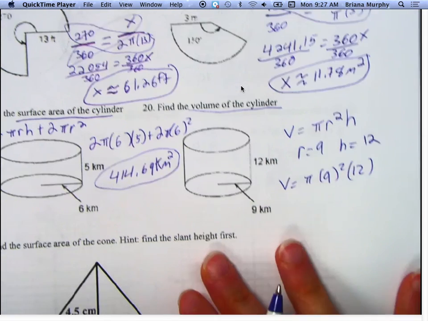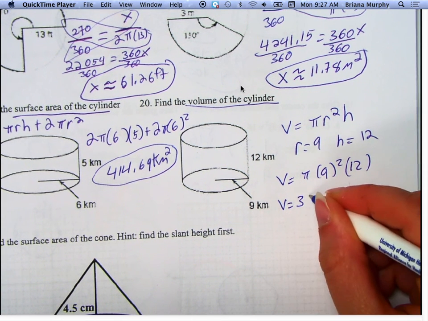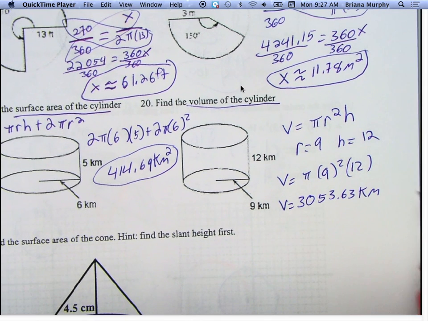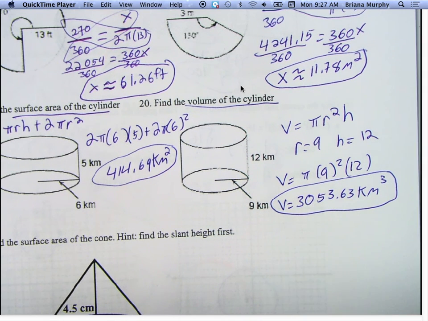And what do I get? Anybody feel like they had the right answer? 3,053.63 kilometers what? Cubed.